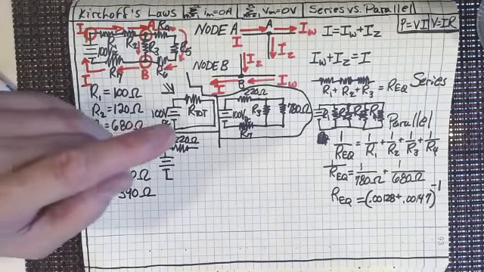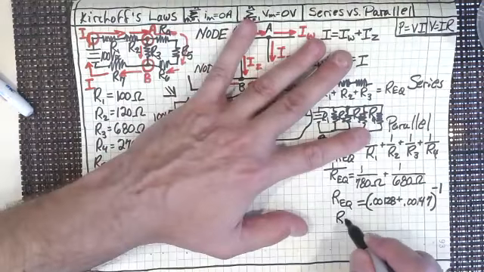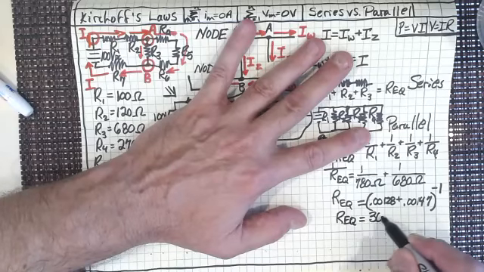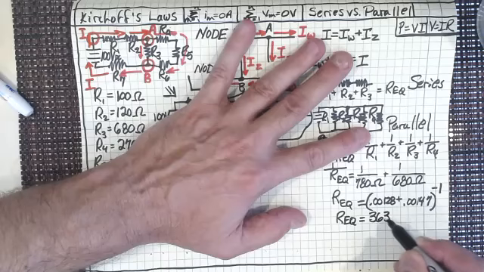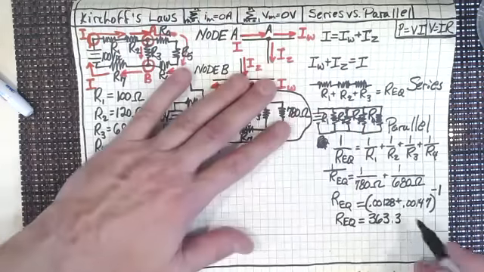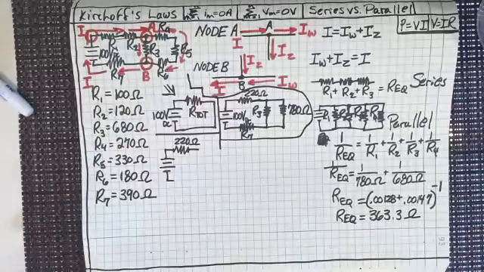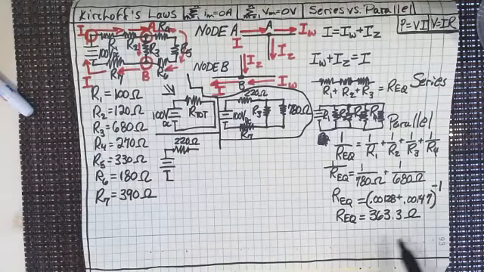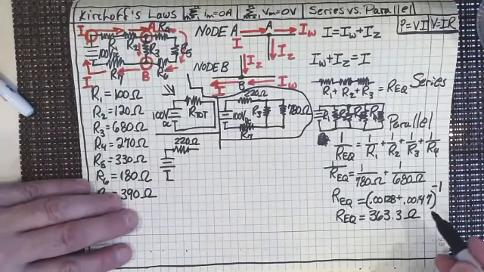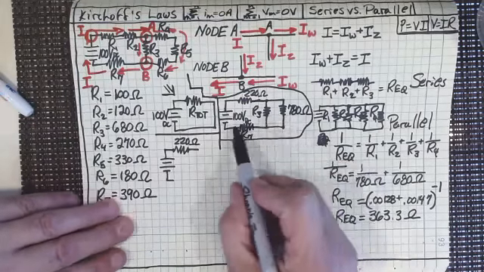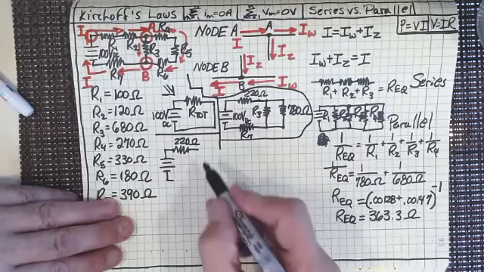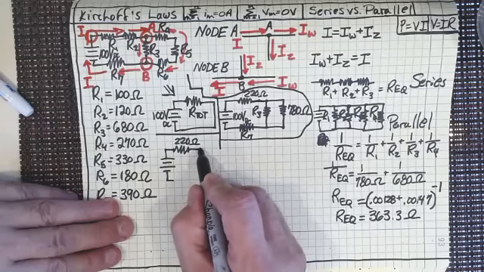And I get 363. So R equivalent is going to be 363.28. I'm just going to say that's 363.3. All right, so my equivalent is 363.3. We can really say it's 363. Why don't we just say it's 363? It's just easier to write it all on here. So we now have this circuit.